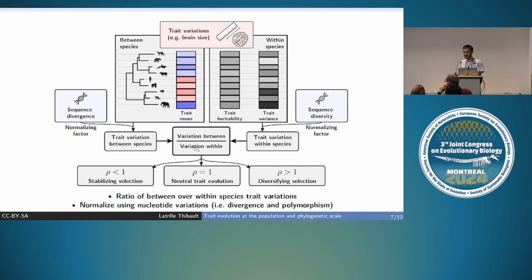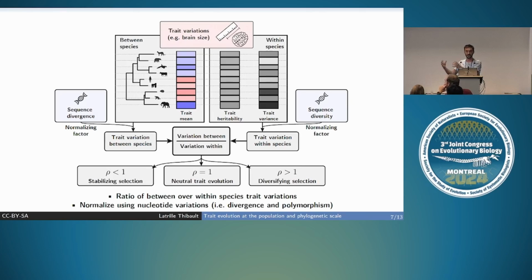The problem is that if you do that, the ratio you get doesn't come with a threshold to tell you if it's going too fast or too slow. What you could do is have a bunch of traits, and this is what is typically done with expression levels, where you have 10,000 genes and you look at the ones with the highest variance between or variance within.